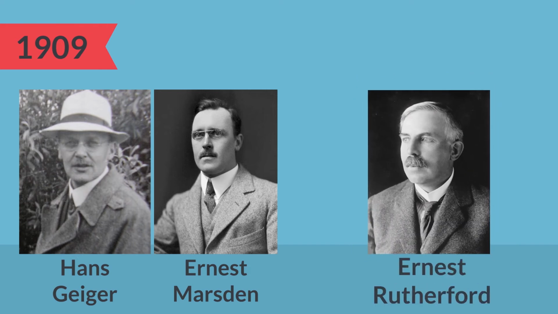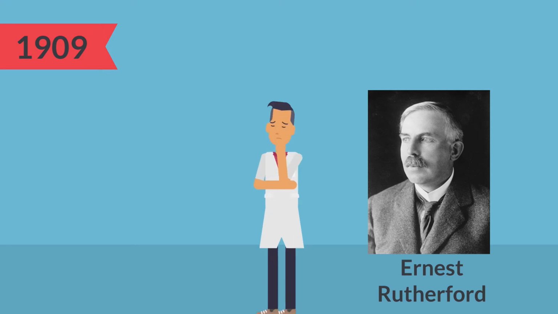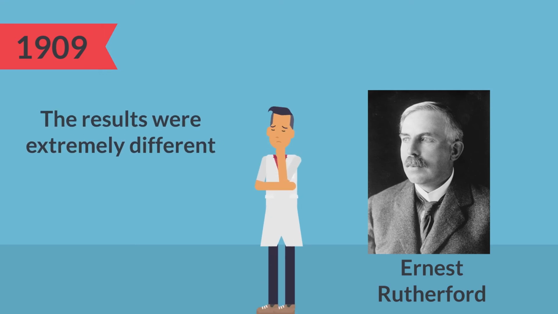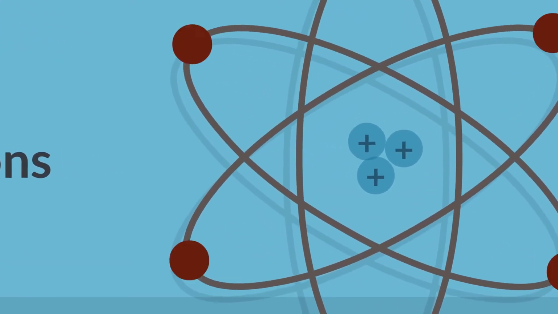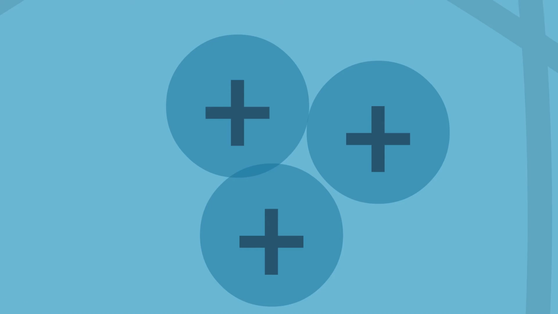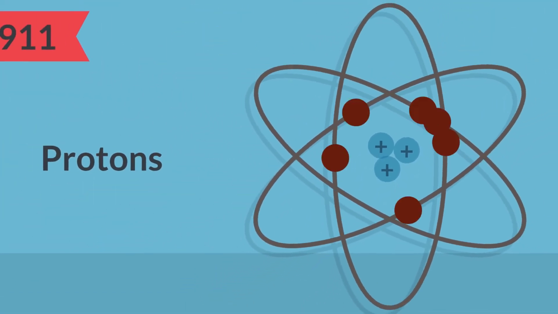Their professor, Ernest Rutherford, expected the results to prove Thomson correct, but their results were extremely different from what they were expecting. In 1911, Rutherford discovered that the positive charges come from tiny particles called protons, and that the protons were in a tiny center called the nucleus, and that the electrons were orbiting around the nucleus.